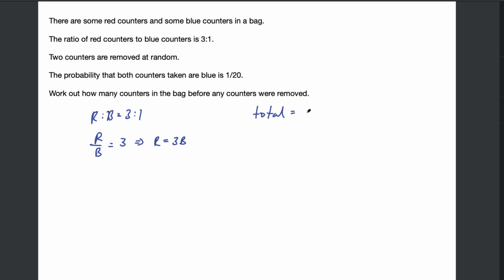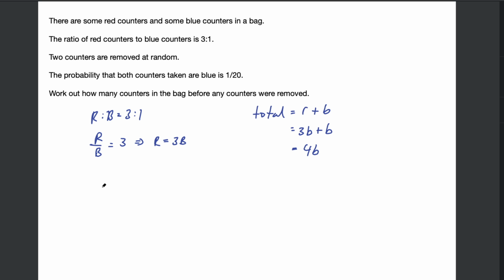Well, we've only got red and blue counters, so it would be red plus blue counters. And we've just said red equals 3 blue counters. So then we could write the total as 3 times blue counters plus 1 times the number of blue counters. Simplify that, it's 4 lots of blue counters, which is our total.